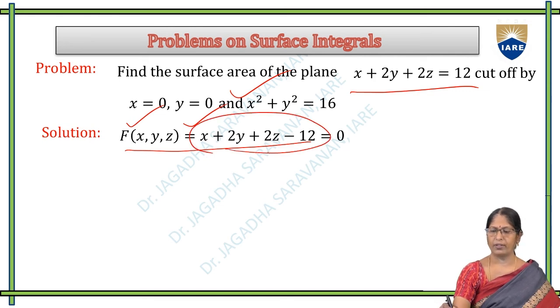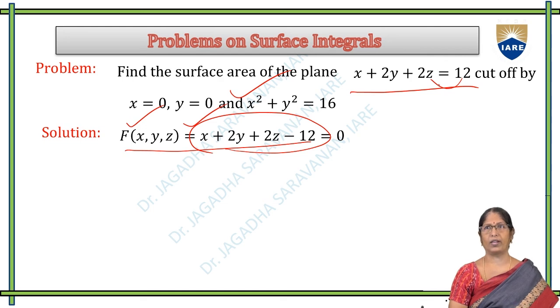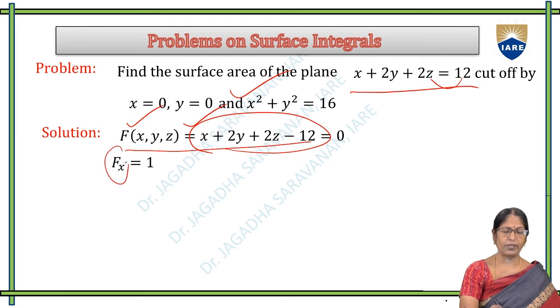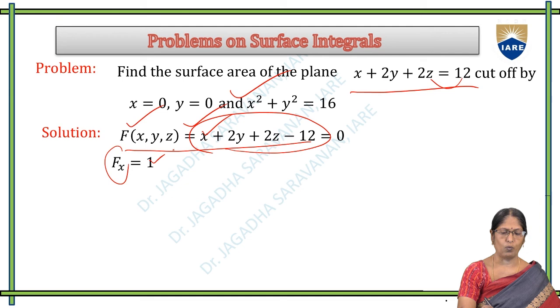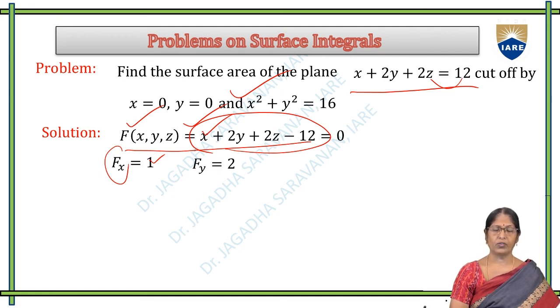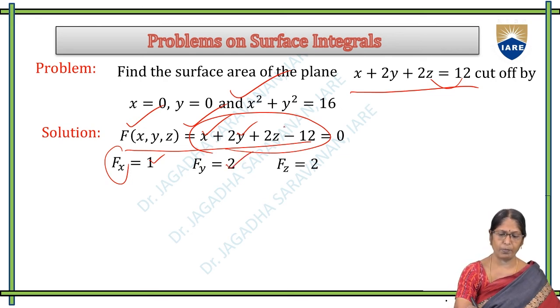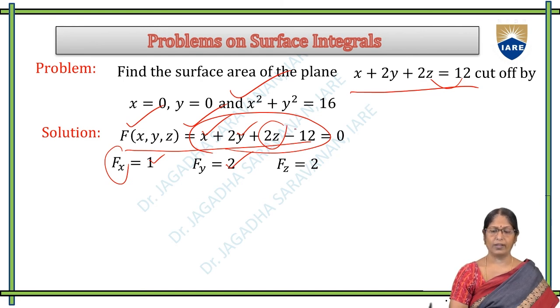We have taken 12 to the left position. It has become x plus 2y plus 2z minus 12, which is equal to 0. Now this is capital F, and Fx can be written as dou f by dou x. Here the variable is x, so the differentiation is 1. Fy: the variable is y, the differentiation is 2. Now Fz: the differentiation is 2.